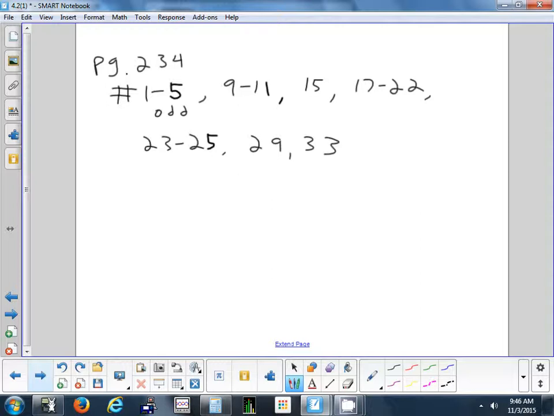So the homework, it's page 234. 1 through 5, just the odds. 9 through 11. 15. 17 to 22. 23 to 25, and 29 and 33. These are not all graphing. Some of them, you just have to write an asymptote or an end behavior model, but there are some to graph. So if you'd like graph paper, I'll print some out, and I'll put a pile on the table. I'll have it after 10:30 today.